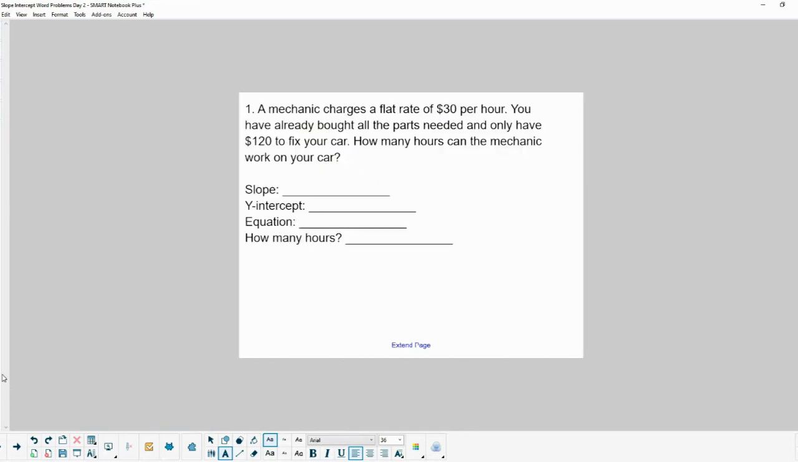Right off the bat, a mechanic charges a flat rate of $30 an hour. That sounds like a slope word to me. So what we need to do is go to that line in our program. Then we're going to put down $30 per hour. And then for the y-intercept, he's going to charge 120, or excuse me, he doesn't have any.